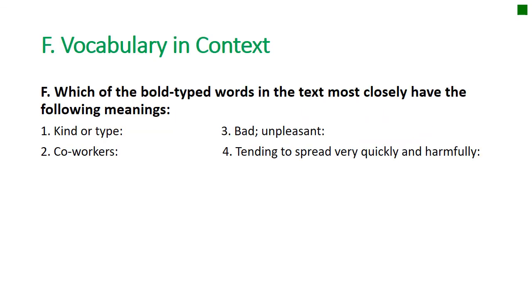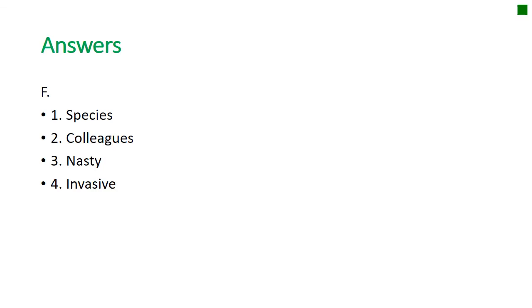F. Vocab and context. Which of the bold typed words in the text most closely have the following meaning? Kind or type, species from the ones that are bold typed, co-workers, colleagues, bad, unpleasant, nasty, tending to spread very quickly and harmfully, invasive. Okay, it's spreading, it's coming from another area. Species, colleagues, nasty, and invasive.